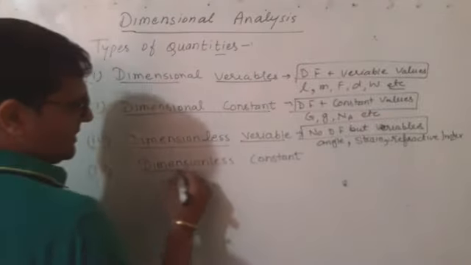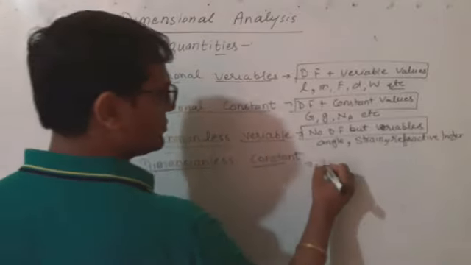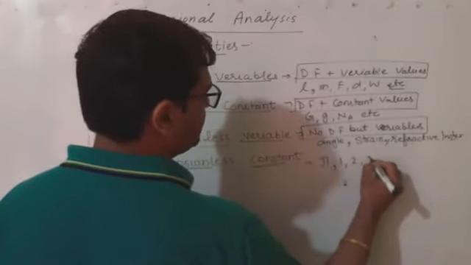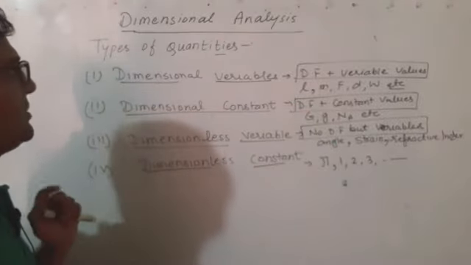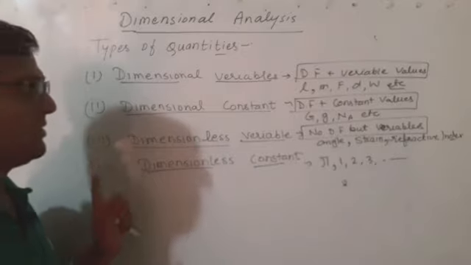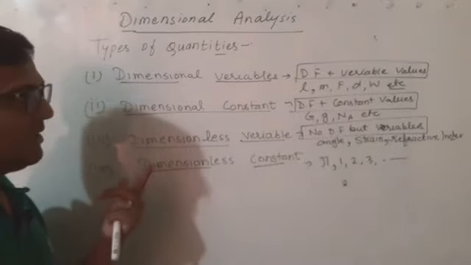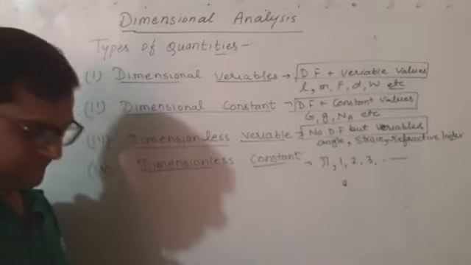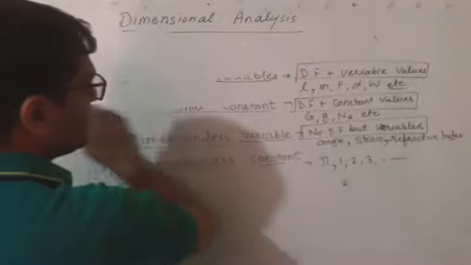Next is dimensionless constant. So no dimension formula but the values are constant, that is pi, 1, 2, 3 and so on. So these were our 4 types of quantities: 2 dimensional and 2 dimensionless, variables and constants. Now the next topic is principle of homogeneity.